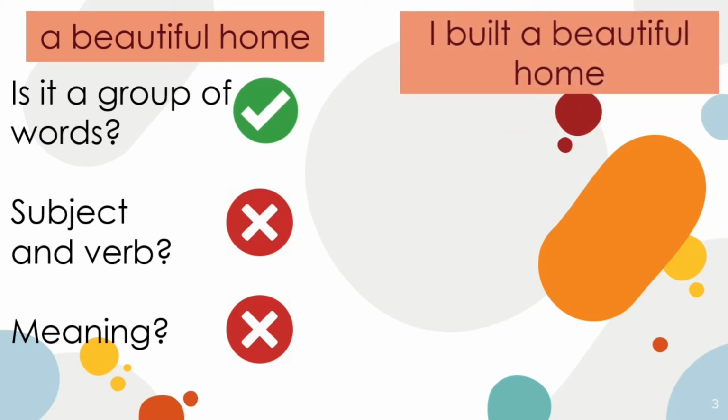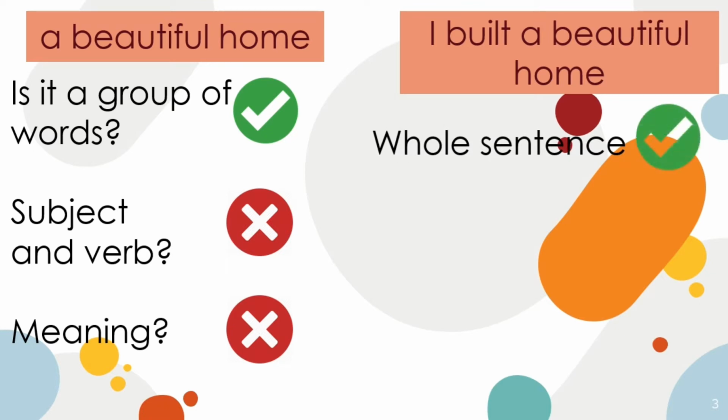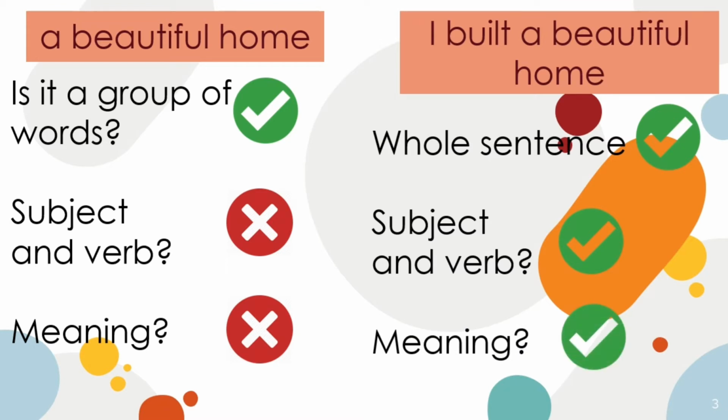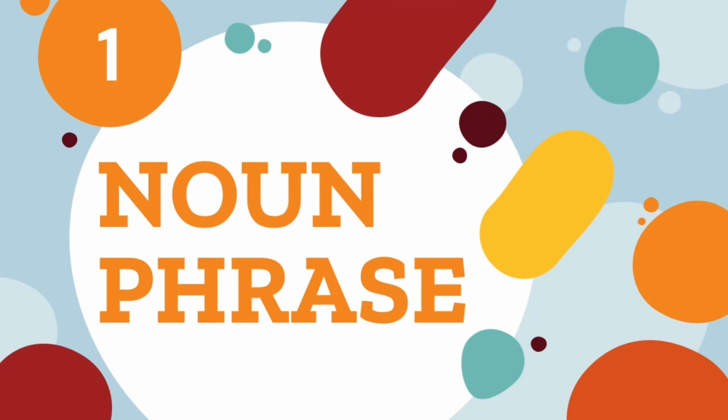But if I say I built a beautiful home, it is a whole sentence, right? It has a subject and verb. I is the subject, built is the verb. Does it convey a meaning? Yes. So it means I built a beautiful home is a whole sentence, while a beautiful home is just a phrase. Can you see the difference? Alright. Now let's start studying the different types of phrases. Let's begin with noun phrase.